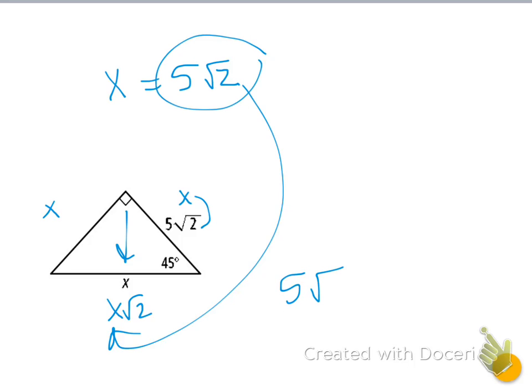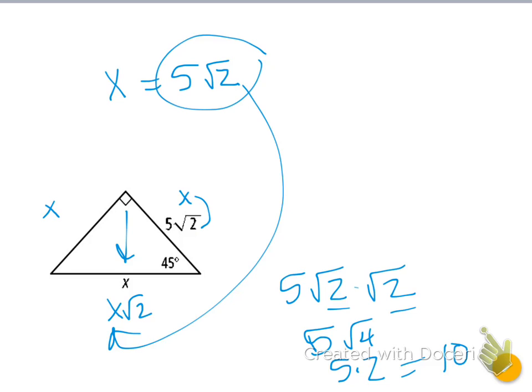So I'm going to have 5 square root of 2 times the square root of 2. Well, 2 times 2 is 4. So now I have 5 square root of 4. The square root of 4 is 2. 5 times 2 is now 10. So 10 is that side.